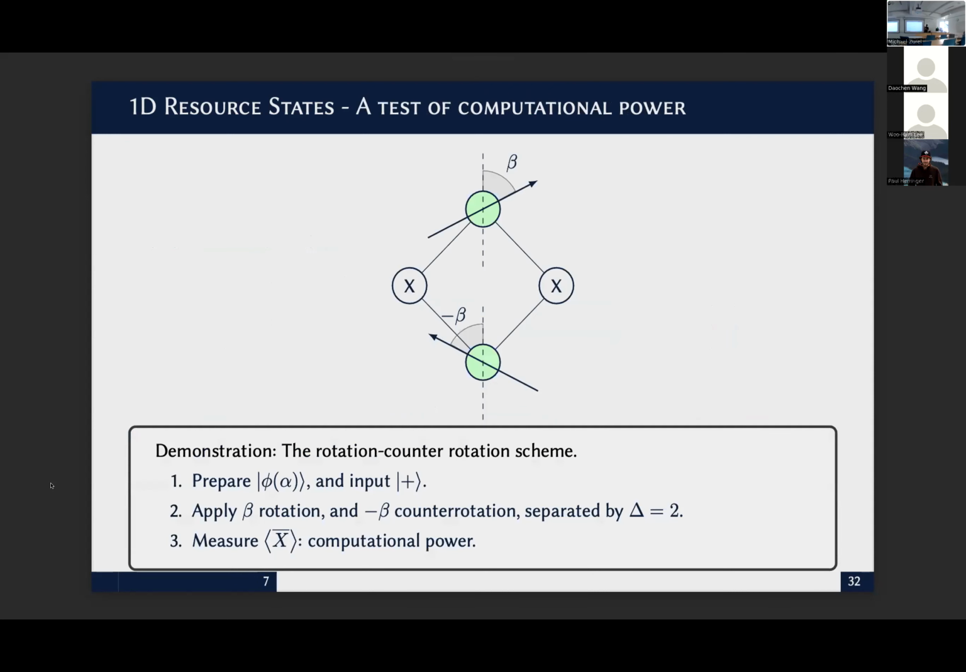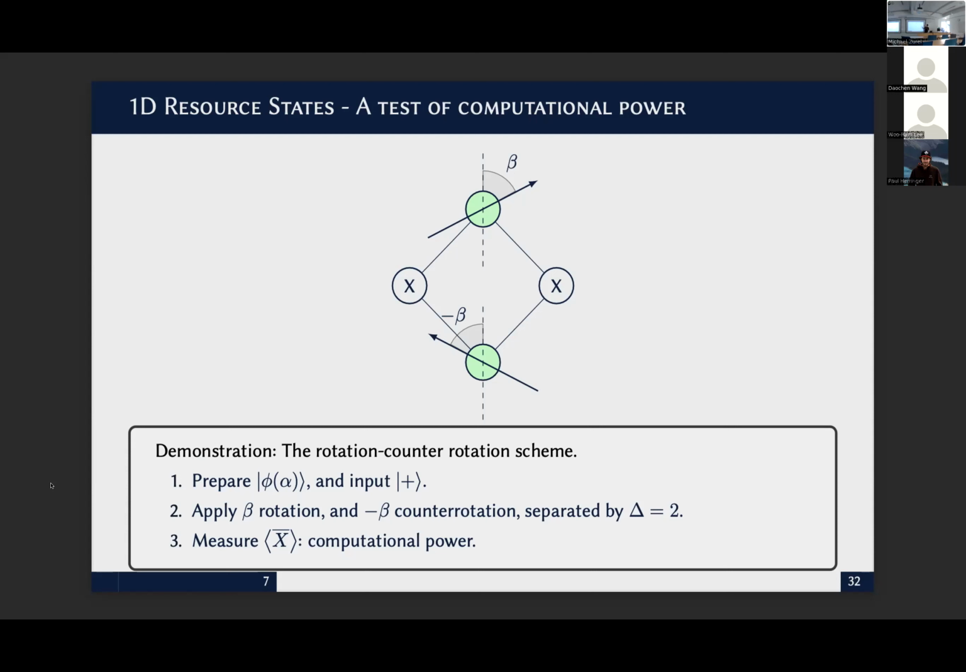So here I've depicted the simplest test that one can conduct to measure the computational power of a state. One can prepare in a ring the interpolated ground state of interest and logically input a Pauli X eigenstate. Then, by doing rotations by measurement, one can do a rotation by angle beta and a successive counter-rotation by negative beta, separated by 2 qubit sites. Finally, one can take the output from this and measure the expectation value of the Pauli X observable.